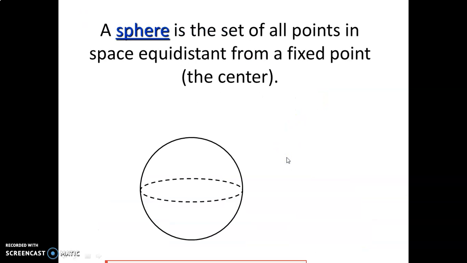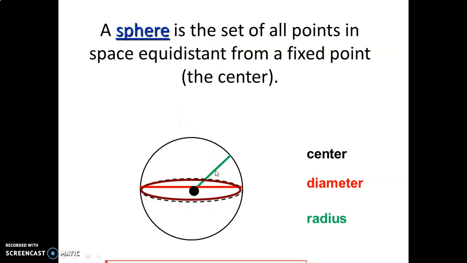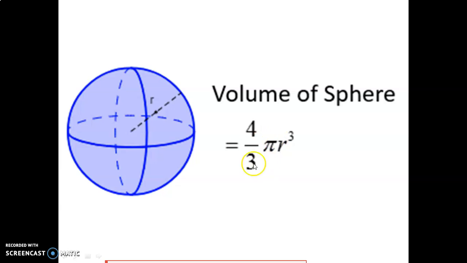A sphere. A sphere is the set of all points in space equidistant from a fixed point, the center. So imagine there's a center and there's all these radii coming out from the center. All those radii have the same length no matter where you go on the surface of the sphere. That's the definition of a sphere. Here's the center, here's your diameter, here's a radius. Here's what is called the great circle, the biggest one of the circles in the sphere. So volume of a sphere is given by this formula. We'll look at where that formula comes from later. Key formula though, write it down.